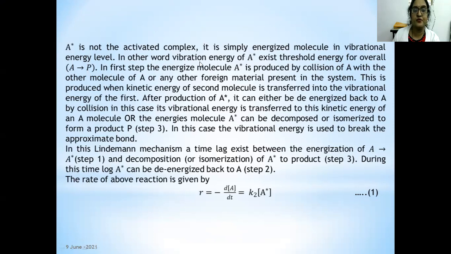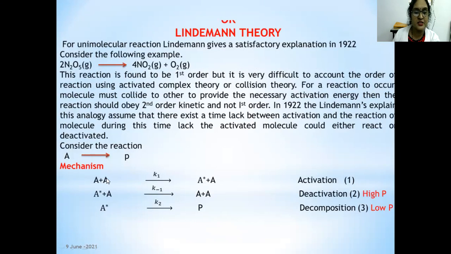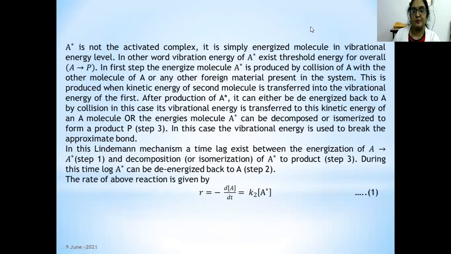In the first step, the energized molecule A star is produced by collision with another molecule of A, or with the foreign material in the system or in the reaction mixture. This happens when the kinetic energy of the second molecule is transferred into the vibrational energy of the first, and A star is formed.